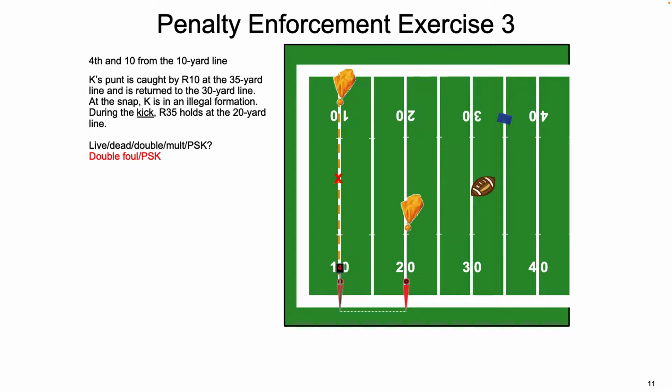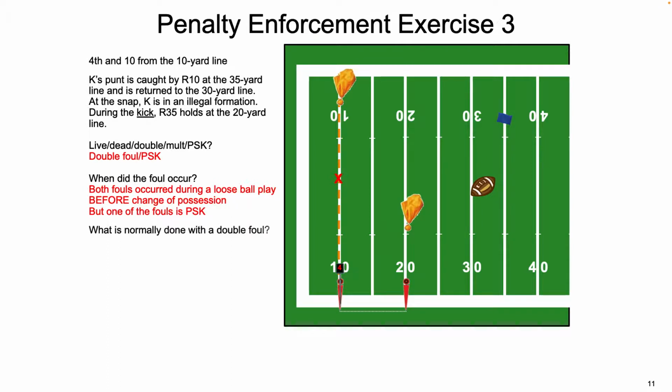But we have a unique situation here. One of those fouls was a PSK foul. So what does that mean? How does that change our normal double foul enforcement? Normally, double foul, we are going to replay the down, right? We have a foul by A, a foul by B before change of possession. Normally, we replay the down. So in this case, like I said, both fouls occurred during that loose ball play before change of possession. But one of those fouls is PSK, and we're given a little bit of change in thought here, right?